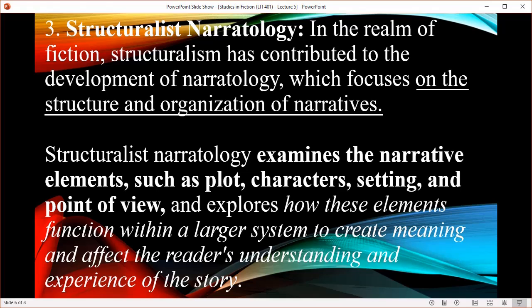The analyst must look into elements like plots, which we have mentioned, characters or characterization, which we have mentioned, setting, point of view or narrative technique. All these, when they are put together, will function within the larger system to create meaning and affect our understanding and experience as far as the story we are reading is concerned. If we cannot bring out the system of using plots, characters, setting, point of view or narrative technique, if we cannot bring them together systematically according to the way the author has used them, it will be difficult for us to understand the text that is presented before us for analysis.